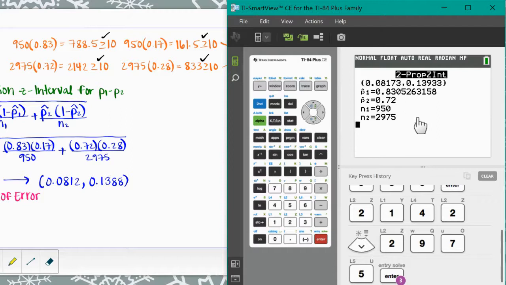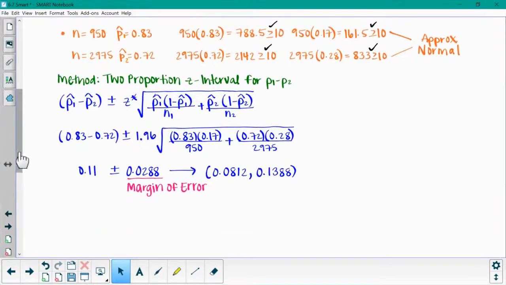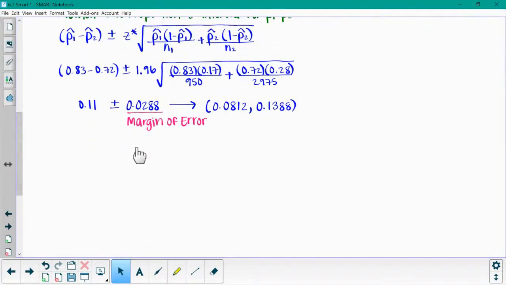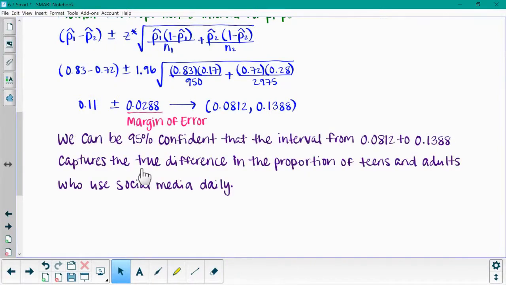This is not something that they would necessarily take off for on the AP exam because they do know that the possibility of you using your calculator is there. So I went ahead and wrote my conclusion with my confidence interval that was calculated by hand. We can be 95% confident that the interval from 0.0812 to 0.1388 captures the true difference in the proportion of teens and adults who use social media daily. And remember, do not forget to write a conclusion anytime you are doing an inference test.